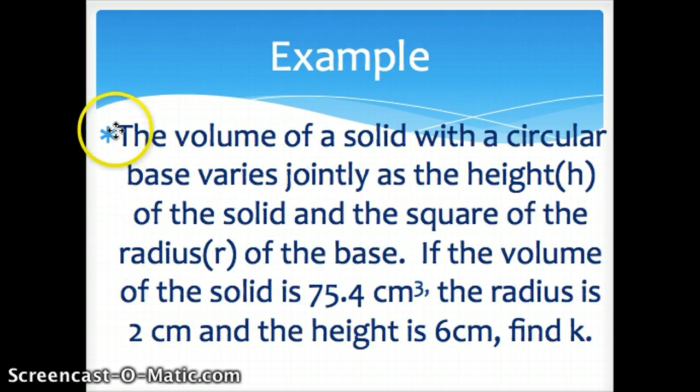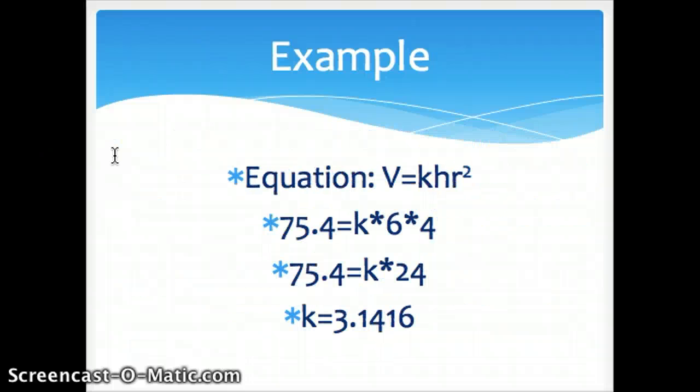Here's the word problem that says the volume of a solid with a circular base varies jointly as the height h of the solid and the square of the radius r of the base. If the volume of the solid is 75.4 centimeters squared, the radius is 2 centimeters and the height is 6 centimeters. Find k. Okay, so in order to find k, you need to write the equation, which in this case would be v equals khr squared.